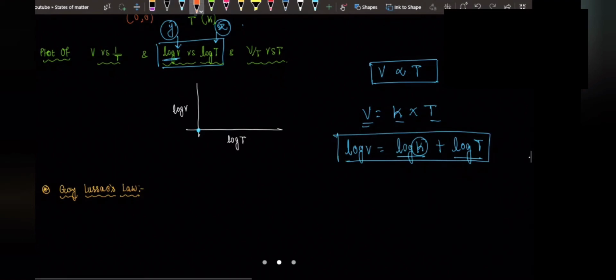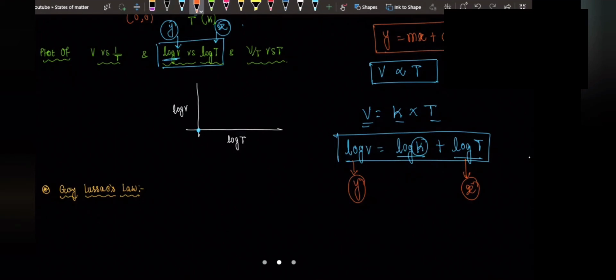Now, let's do the same thing like we did in the last question. So this is Y, and this is our X. Considering this equation for the straight line, y equals mx plus c, who is m over here, guys? If this log T is x, then m is plus 1, because this log T is getting multiplied with plus 1. So that's why m is plus 1.